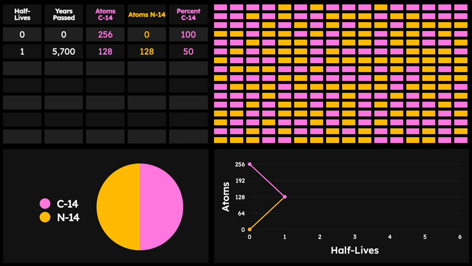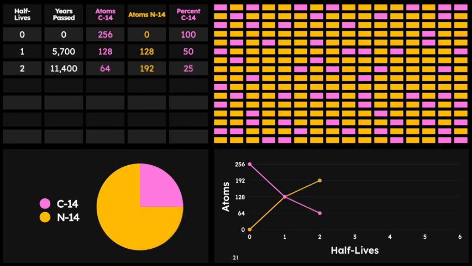And in the bottom right, you can see that at this moment, the pink line has dropped from 256 to 128, and the yellow line has grown from 0 to 128, and the two lines actually meet at this point. And this is the only time in the decay process when you will have equal amounts of the parent and the daughter. And of course, you can see that as well in the pie chart. But let's keep the process going.